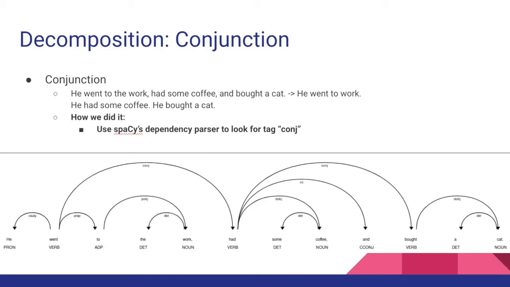Then finally, for decomposition for conjunction, the sentence "He went to work, had some coffee, and bought a car" would become "He went to work, he had some coffee, he bought a car", and to do that we used spaCy's dependency parser to again look for the tag conj.